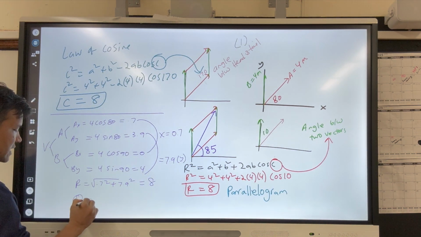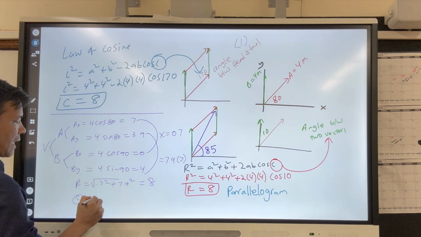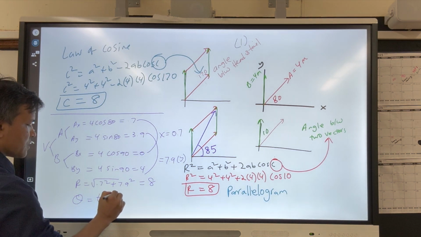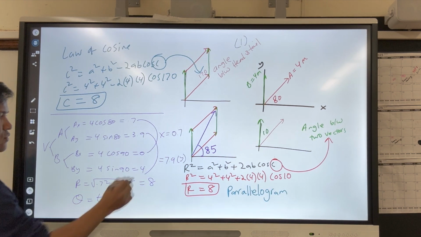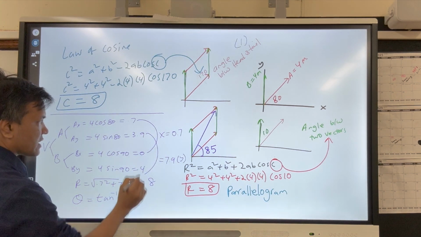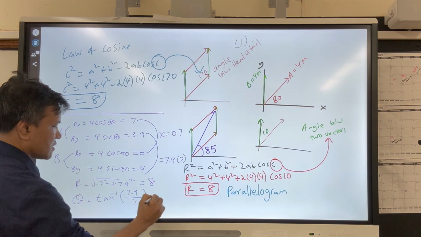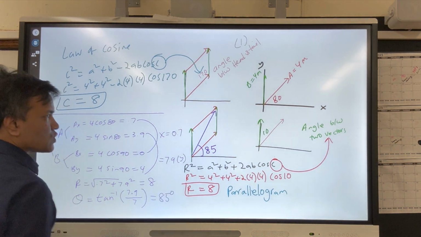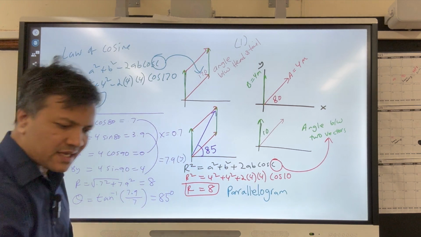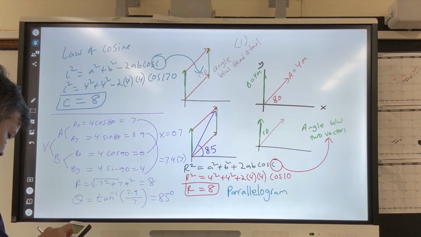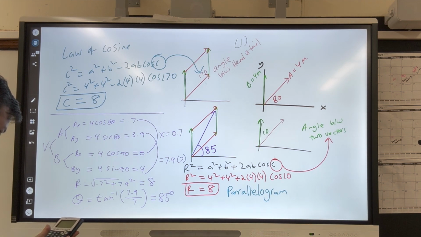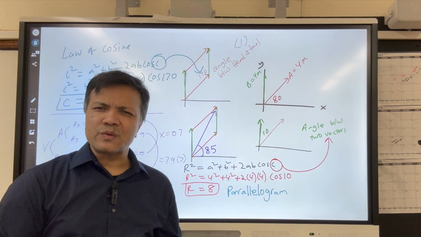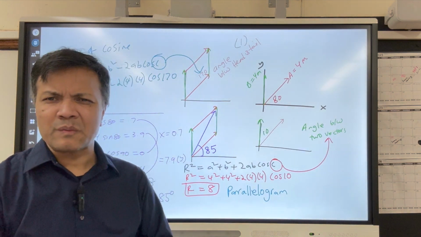Your angle is tangent inverse of y, which is 7.9, over x, which is 0.7, which is 85 degrees, which we found earlier. But I can double check to make sure this is actually 85. 7.9 divided by 0.7, and that gives us 85. Okay, so this was problem number 1 from the competition.